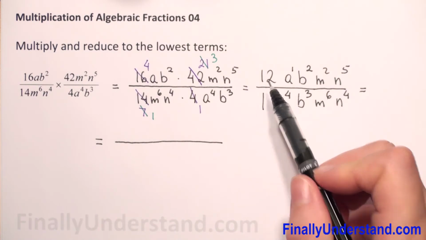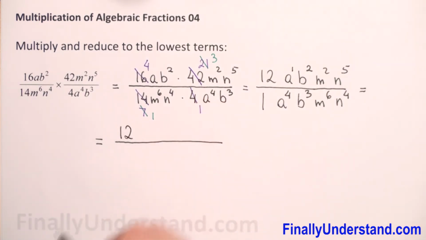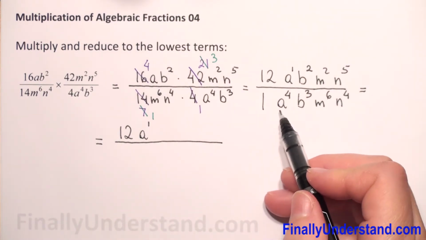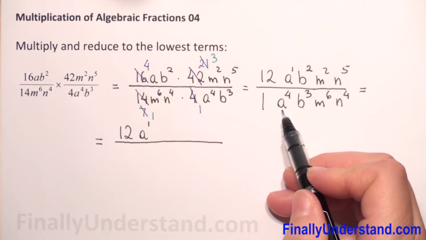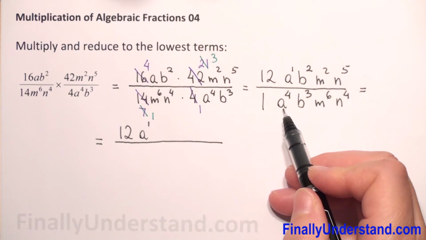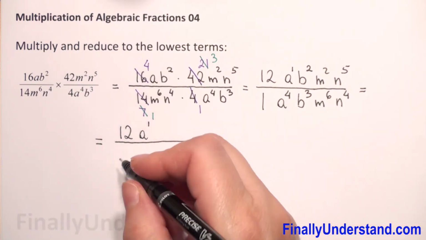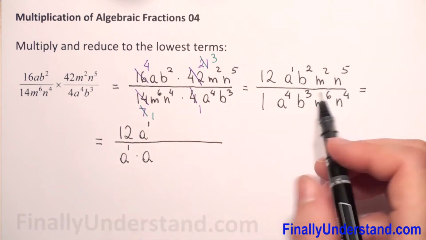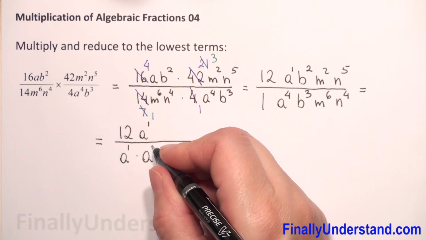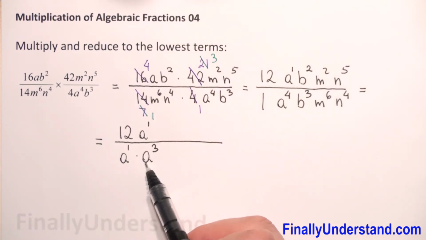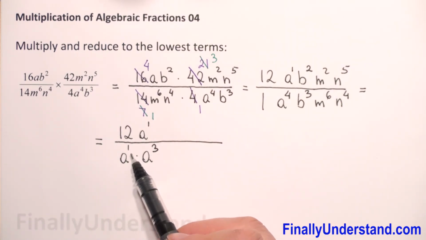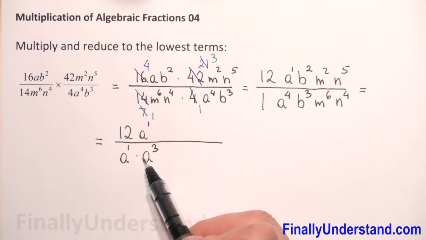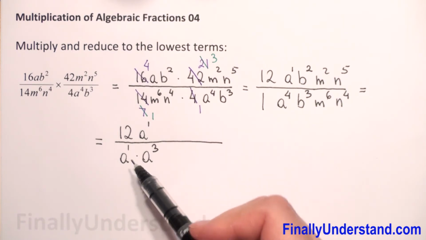So first we copy 12, and next a to 1st power I will copy, and in the denominator I will write a to 4th power as a to 1st power times a to the 3rd, since 4 minus 1 is 3. You see, we have the same base, property of exponents, so we add exponents. 1 plus 3 is 4. It's still the same expression we have here. I didn't change anything, but now it's easy to reduce.